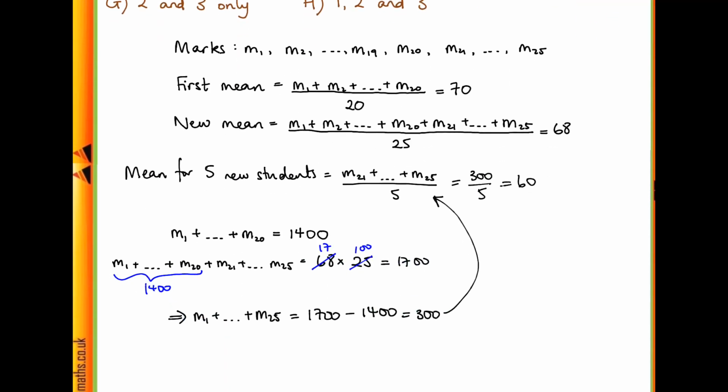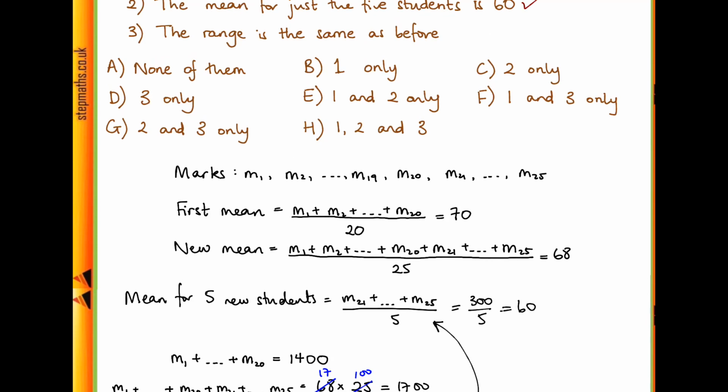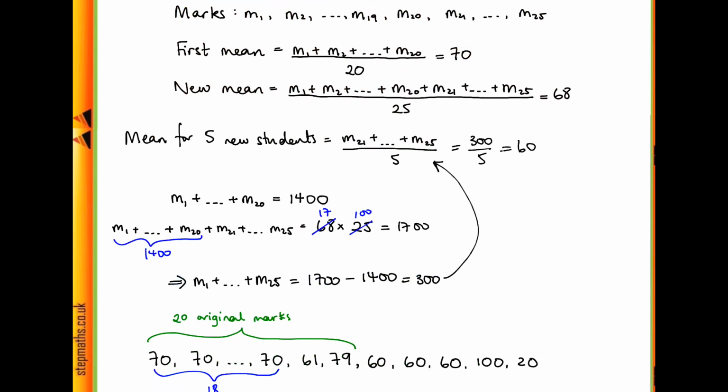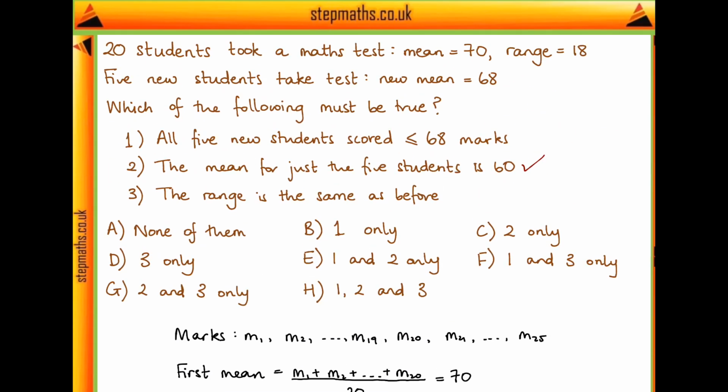And now for that example I promised you. This is basically the simplest example I could think of, where for the original 20 marks, we had mean 70 and range 18 because of these last 2. And the 5 new marks have mean 60, like we just worked out it had to. But as you can see, we don't have everything less than or equal to 68 marks because one kid scored 100%. So even though the overall mean decreased, we could still have some high scorers within the 5 new students. So this first statement definitely doesn't have to be true.